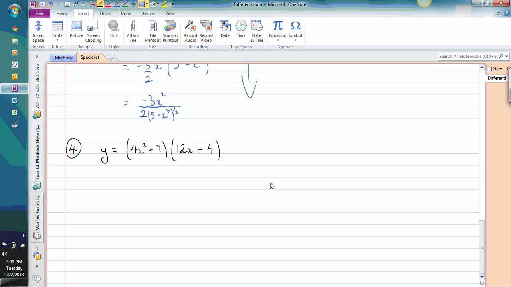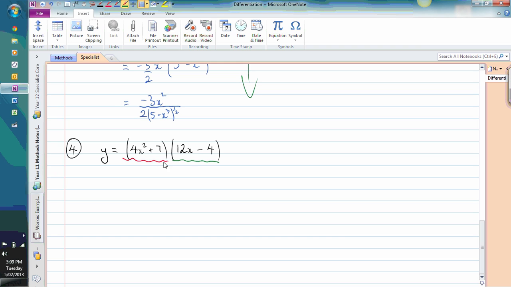The next example I'd like to look at uses the product rule to differentiate the function. And the way that we can tell we need a product rule for this problem is I have two expressions, this one here, 4x squared plus 7, and 12x minus 4 multiplied together. Okay, multiplication and product mean the same thing.